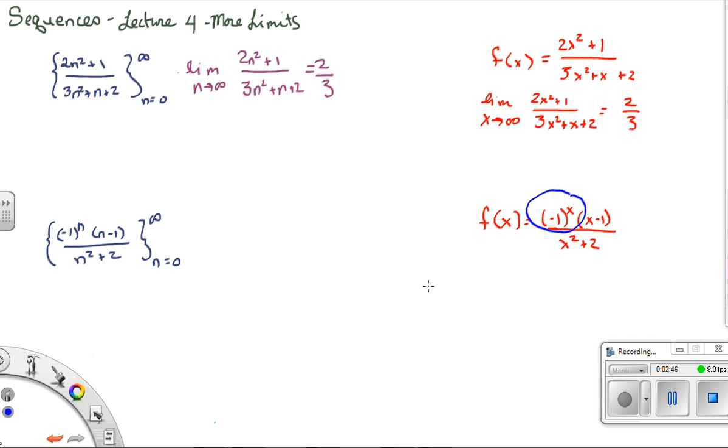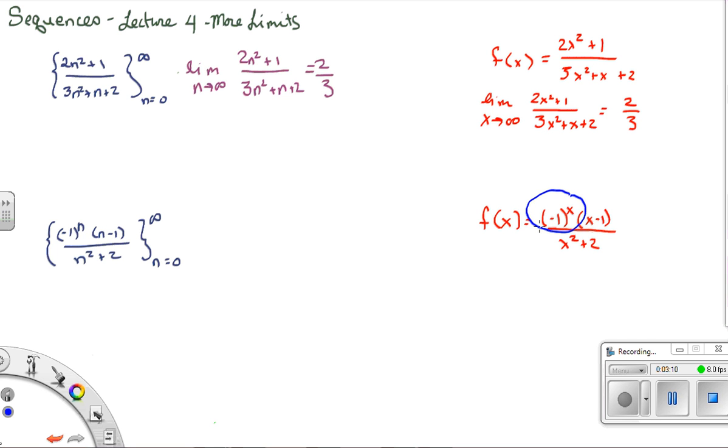What is, well, -1 to the 0 is just 1. -1 to the 1 is -1. -1 to the 2 is 1, and so on down the road. But the issue with this is that it's not defined for a lot of those x's in between the natural numbers.